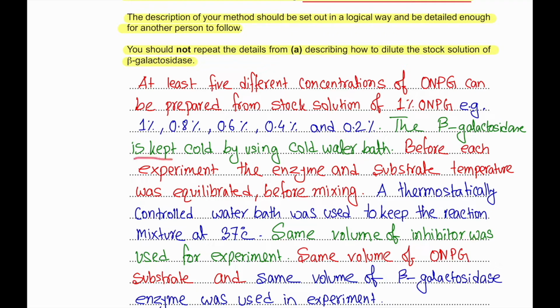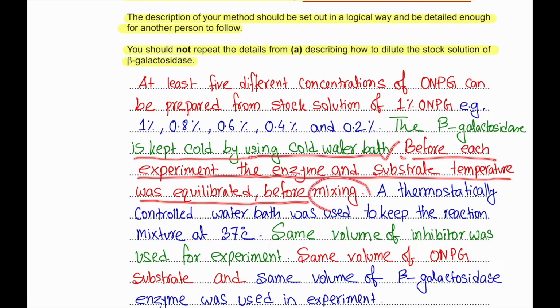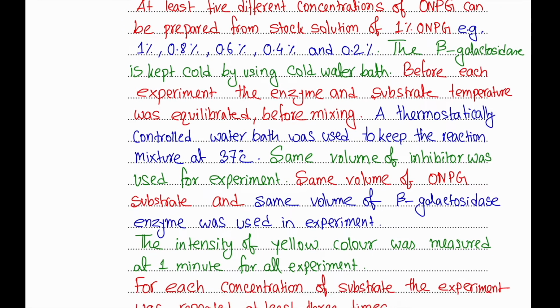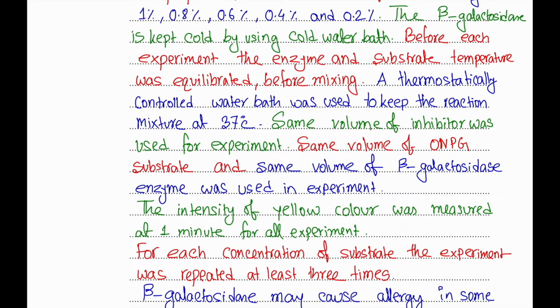The beta-galactosidase enzyme can be kept cold using a cold water bath before the experiment, and right before each experiment, the enzyme and the substrate temperature can be equilibrated before mixing. A thermostatically controlled water bath can be used to keep the reaction mixture at 37. If we are not doing the reaction at 37, the experiment can be done at 30 degrees Celsius as well. Whatever the case, a thermostatically controlled water bath will maintain the temperature.